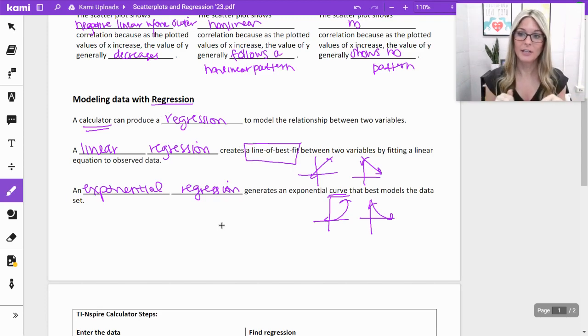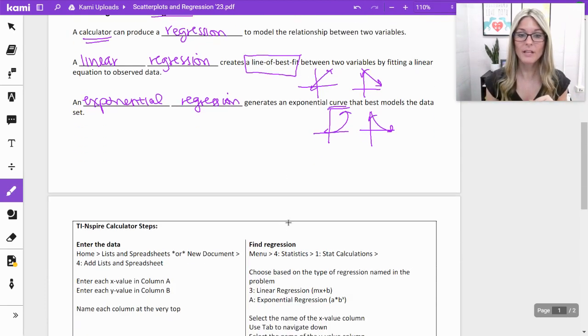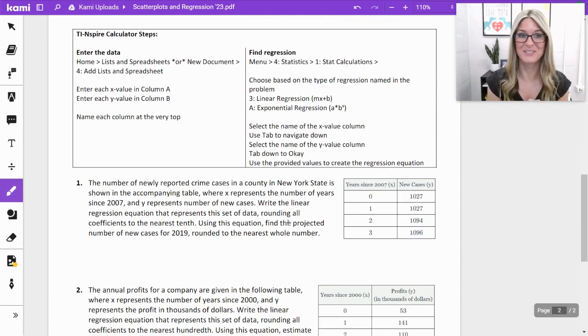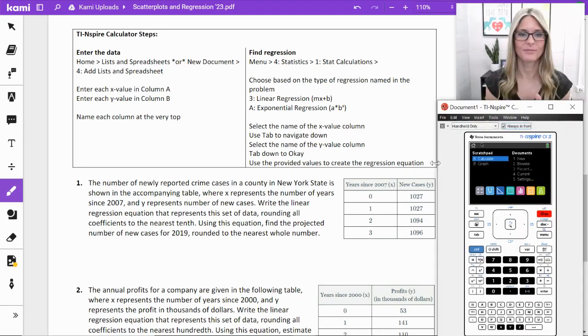So I've got calculator steps on page 2 and examples of what we're doing here. So grab your calculator. We are going to enter the data into lists and spreadsheets, and then we are going to use that page to generate this regression.